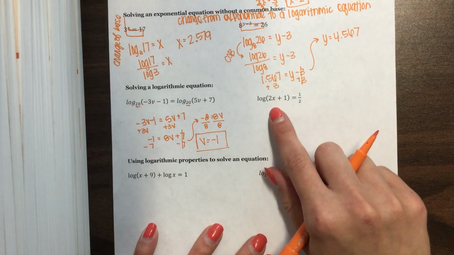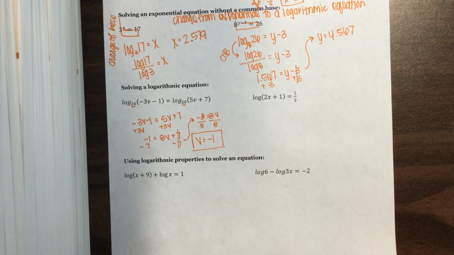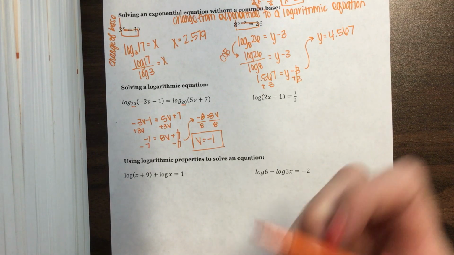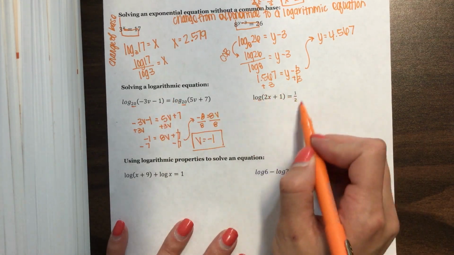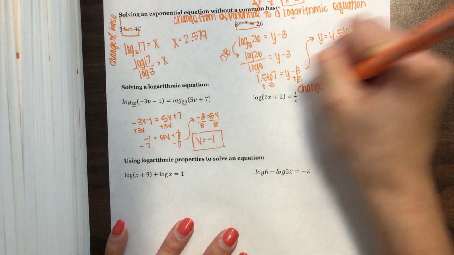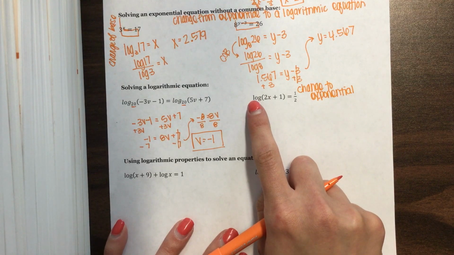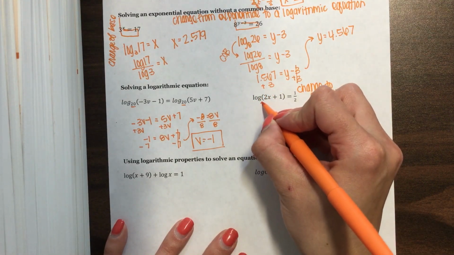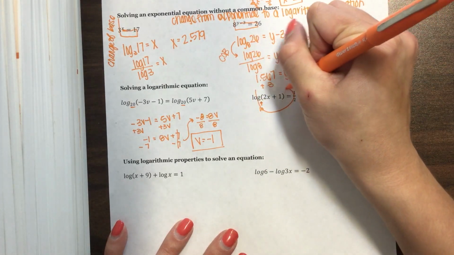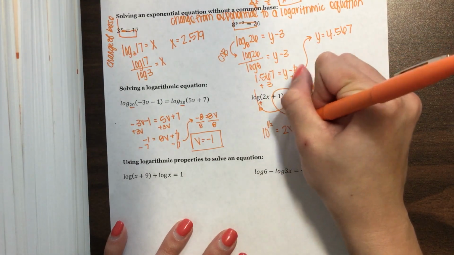Okay, let's look over here. So now we don't have a logarithm on this side. We don't really have any sort of way to do anything until I change this into an exponential equation. So when you're solving a logarithmic and it's like this first, you're going to change to an exponential. And remember, if there's not a number right here, you assume that it's 10. So now if I change this to an exponential, that's going to be 10 to the 1/2 power equals 2x plus 1.